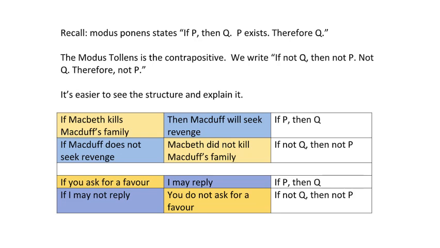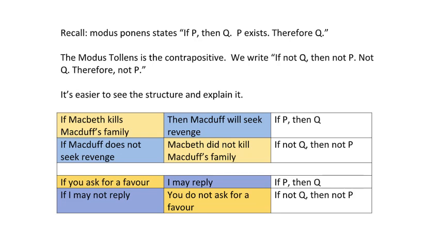To write the contrapositive, we first take the statement P, then Q, and rewrite it as if not Q, then not P, or simply not Q, therefore not P. It's much easier, I think, to explain the structure with color codes and see it as the following chart. Top left corner, if Macbeth kills Macduff's family, then Macduff will seek revenge. If P, then Q.